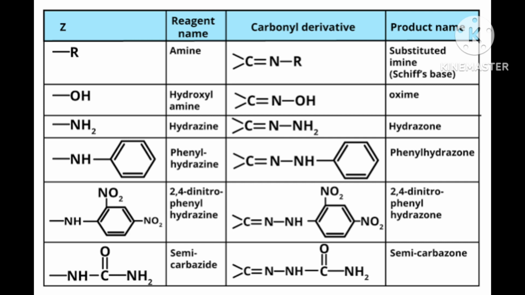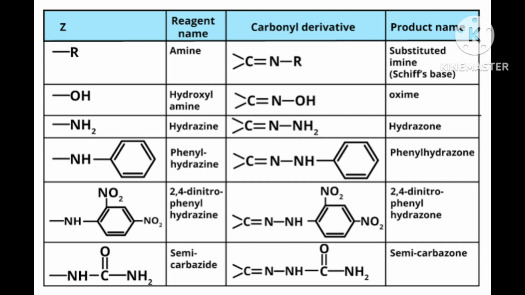Product name is imine. Now suppose in the place of Z, R is there, an alkyl group, meaning the reagent is an amine, NH2R. NZ was there, and now in the place of Z, R is there. When it reacts with an amine, because Z is now R, you write R in the place of Z. Then this is called a substituted imine, that is the Schiff base.